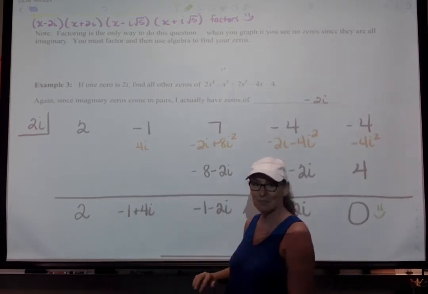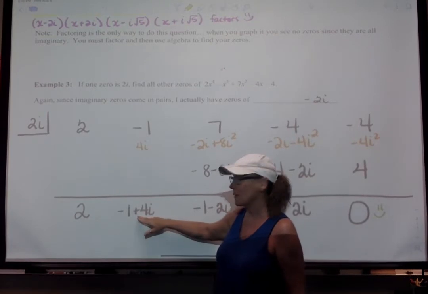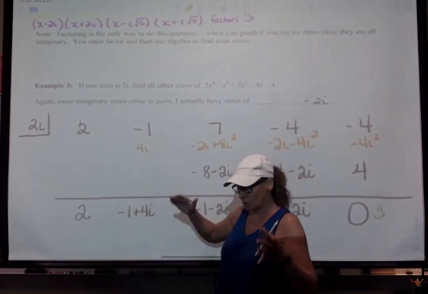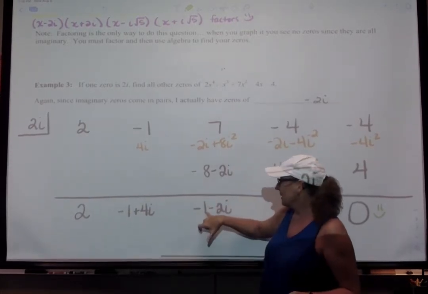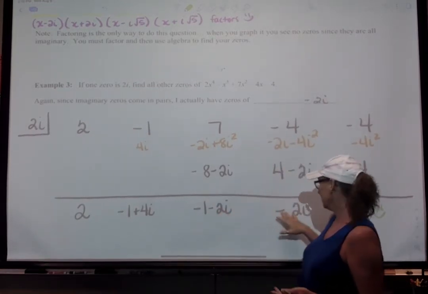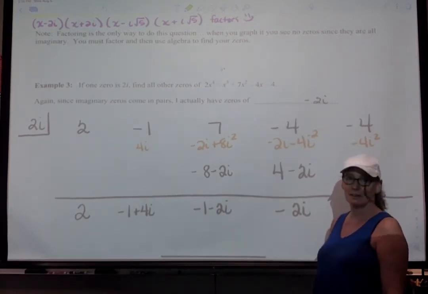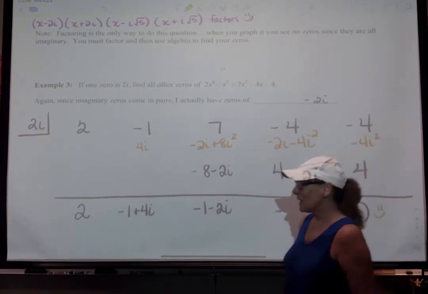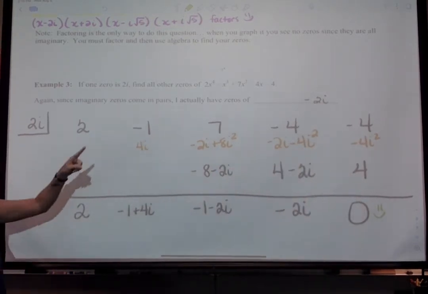This is hilarious. Ready? It's 2x cubed plus the quantity, negative 1 plus 4i, x squared, plus the quantity, negative 1 minus 2i, x minus 2i. That's my cubic. That's awful. So what I'm going to do next is I'm going to take this awful cubic. Let's send our other 0 through.